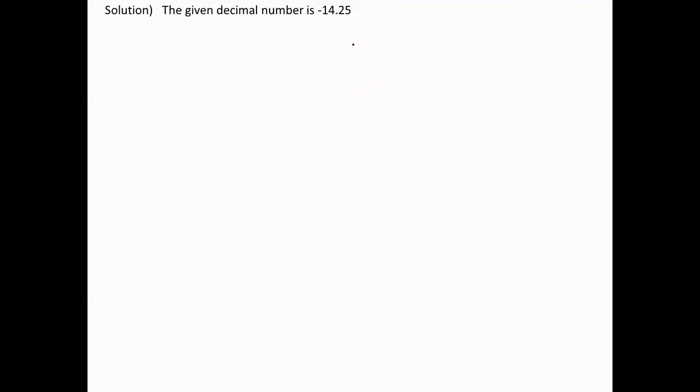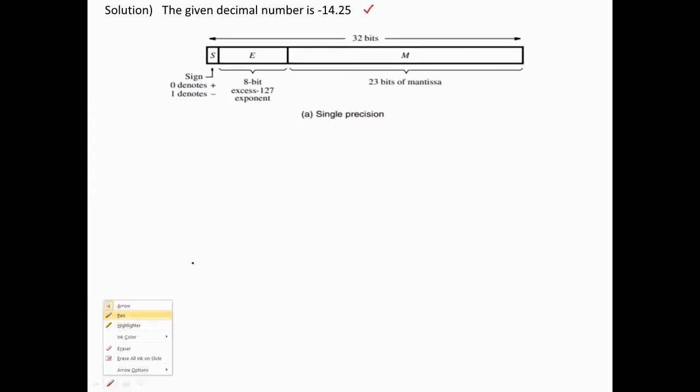The given decimal number is minus 14.25. We need to convert it into single precision 32-bit format, where the S bit 0 denotes a positive number and 1 denotes a negative number, the exponent E is an 8-bit excess 127 exponent, and the mantissa is 23 bits. We need to convert into these 32 bits.